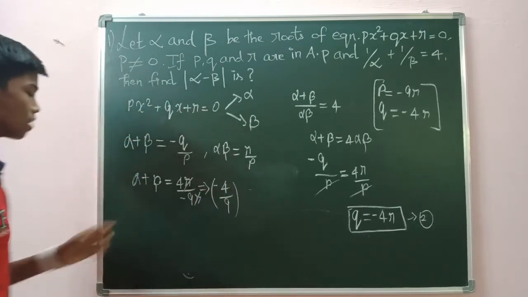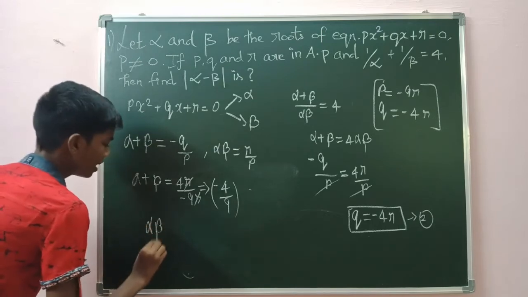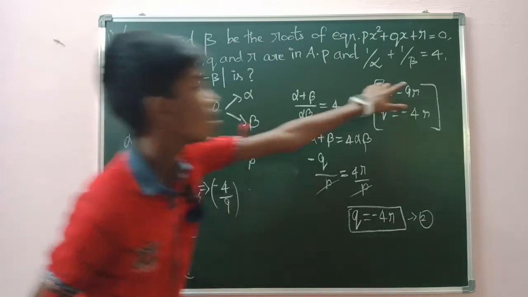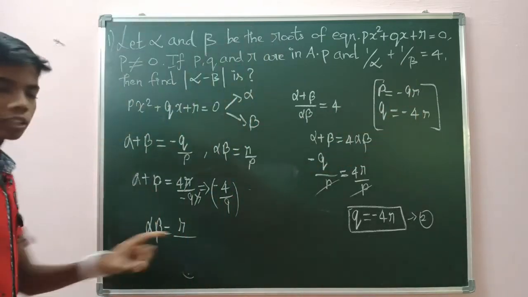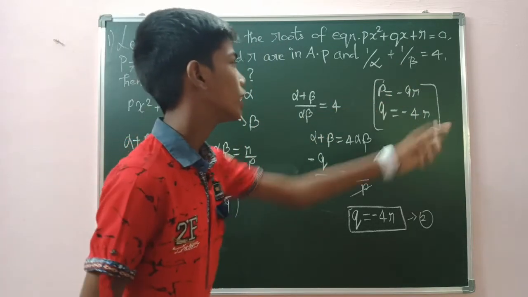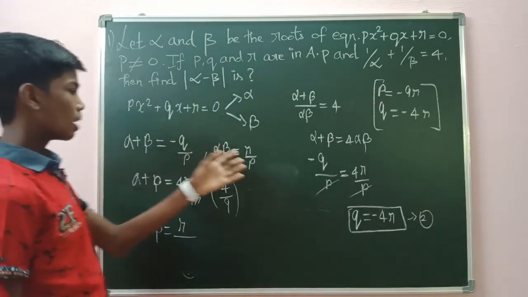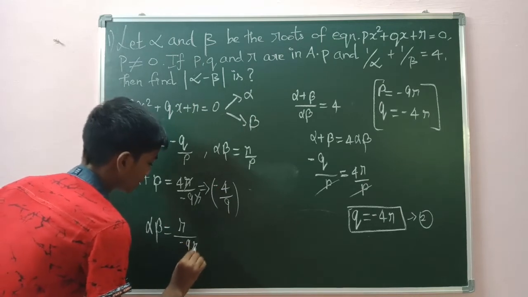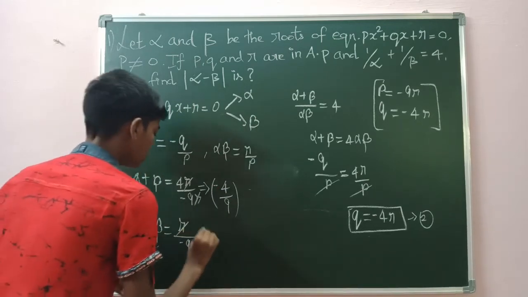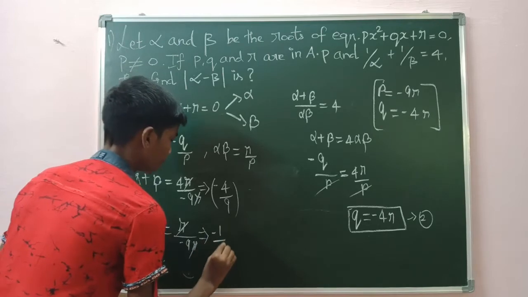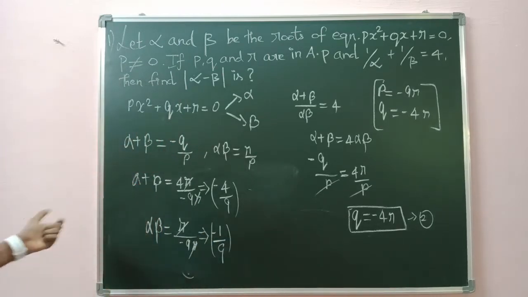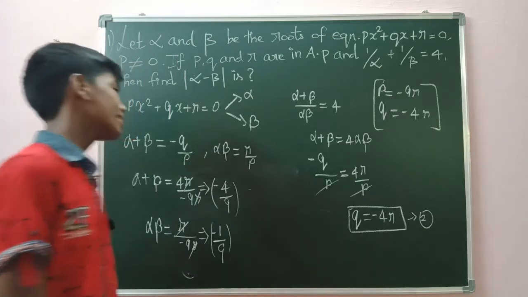Now what is alpha beta? Put the value of r and p. r is r only, because we are taking each term, that is p and q, in terms of r. P is nothing but minus 9r, so these two will get cancelled. Finally you get your alpha beta as minus 1 by 9. Hence the sum of the roots, alpha plus beta, is minus 4 by 9, and the product of the roots, alpha beta, is equal to minus 1 by 9.